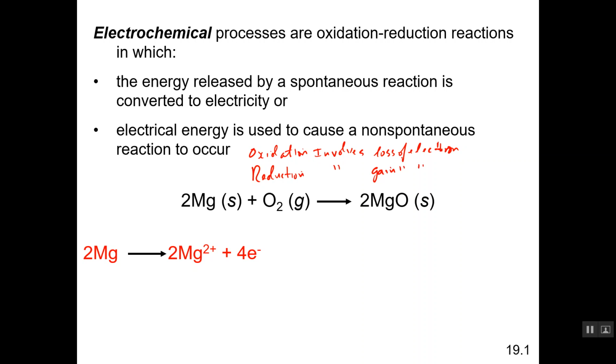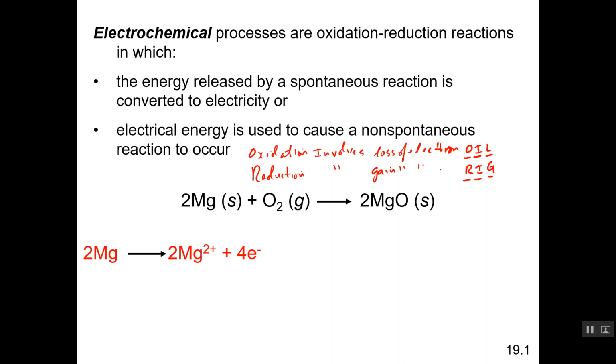And in my Chem 1 classes, I like to show students this mnemonic that they can use to remember what these terms mean: OIL RIG. Oxidation involves loss of electrons, reduction involves gain of electrons. And there's another mnemonic which is used, which I can't recall right now.